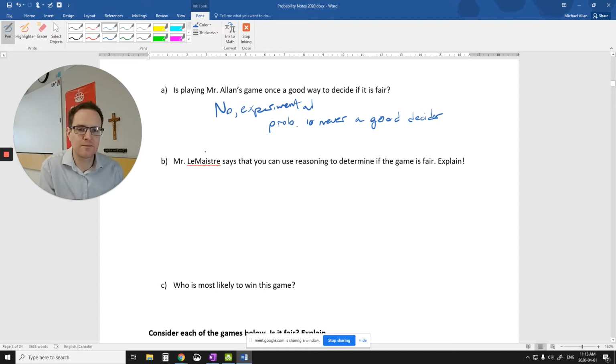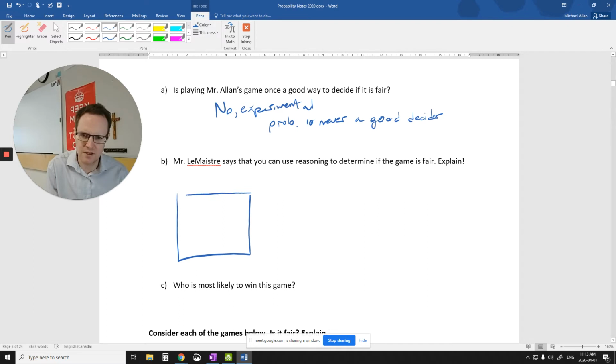Okay. Seems like my writing's gotten worse today. Mr. LeMace here decided that you can use reasoning to decide if it's a fair game. So how he decides reasoning is a fair way to decide is that we're going to draw the sample space. I'm going to draw a bunch of boxes in this unit about the sample space. So this box that I'm drawing here is my sample space. It's all the possible outcomes that we could have if Mr. LeMace draws a card and I draw a card.